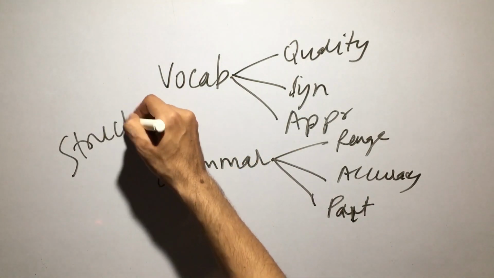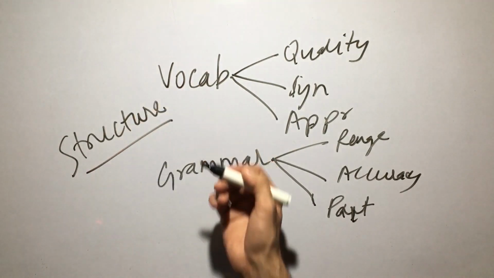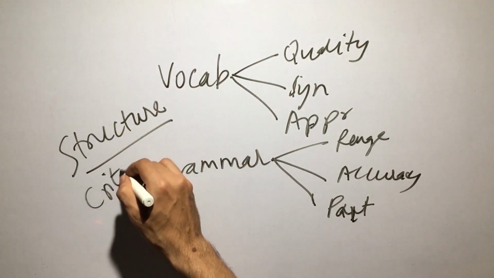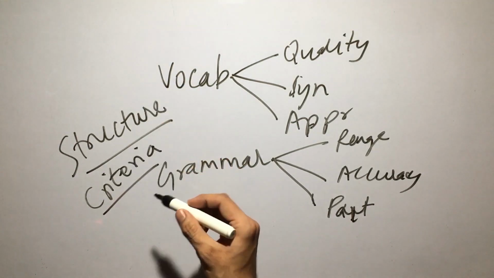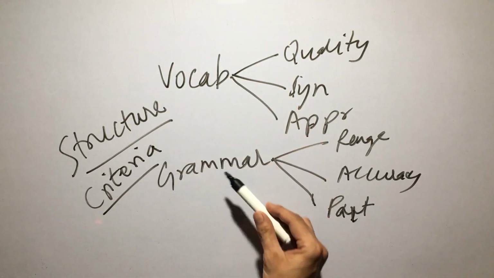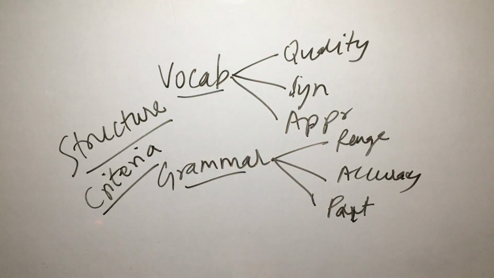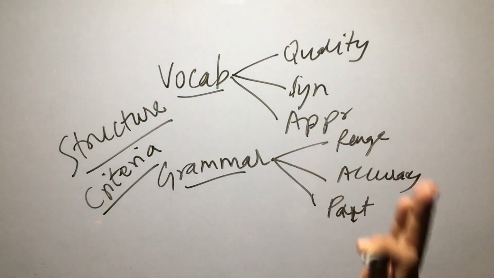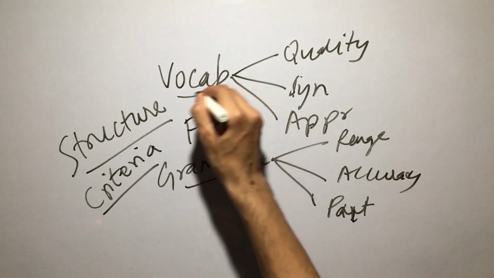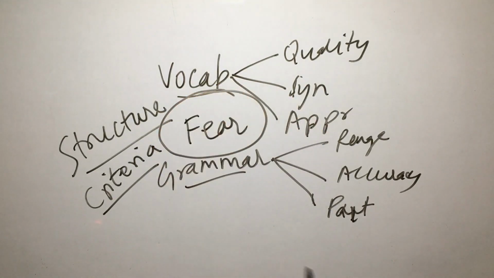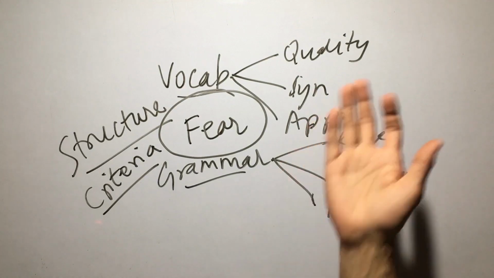And finally, most importantly, the structure of IELTS. Without understanding the criteria, we cannot score well in IELTS. These 4 things, structure, criteria, vocabulary, and grammar, will help you to score pretty well. And if you have a fear, it is in the middle, because nobody can change that. The only person who can change your fear is you. Okay? And this by a simple thing called practice.